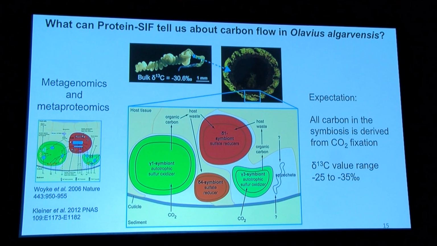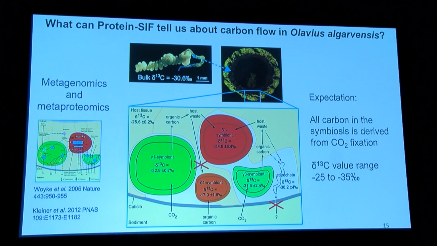So our expectation really was that all the carbon is derived from this initial fixation event. So everybody should have the same signature, basically. So that was the expectation. We had bulk measurements of the worm, so it was -30. So our expectation was that everything would be in the range of -25 to -35. And then we did the Protein-SIF.